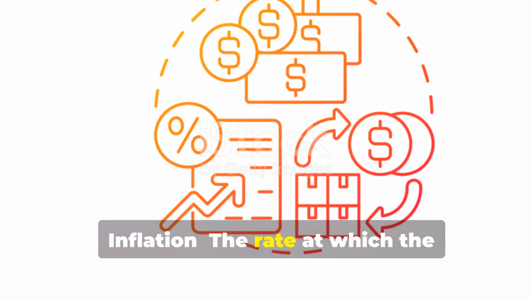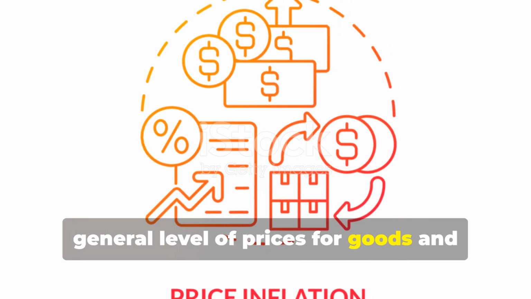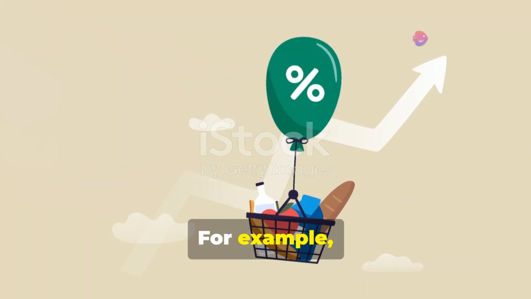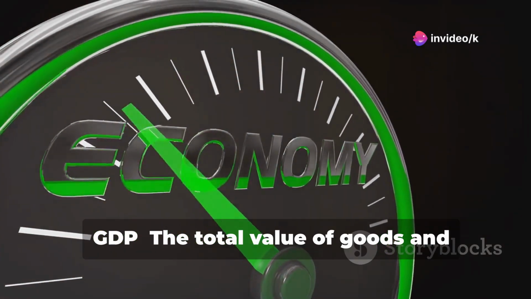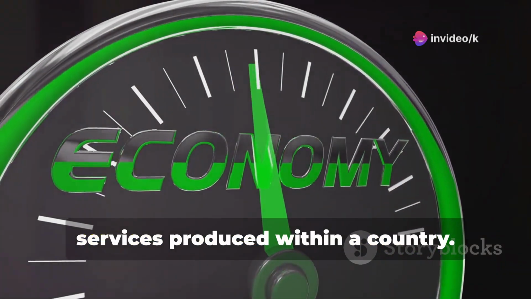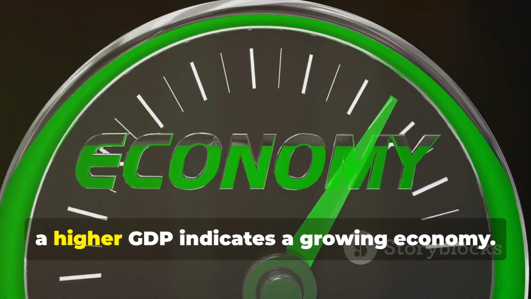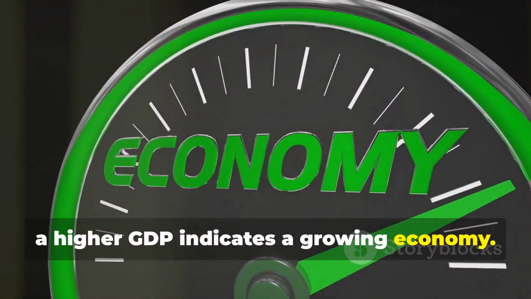Inflation is the rate at which the general level of prices for goods and services rises. For example, high inflation erodes purchasing power. GDP is the total value of goods and services produced within a country. For example, a higher GDP indicates a growing economy.